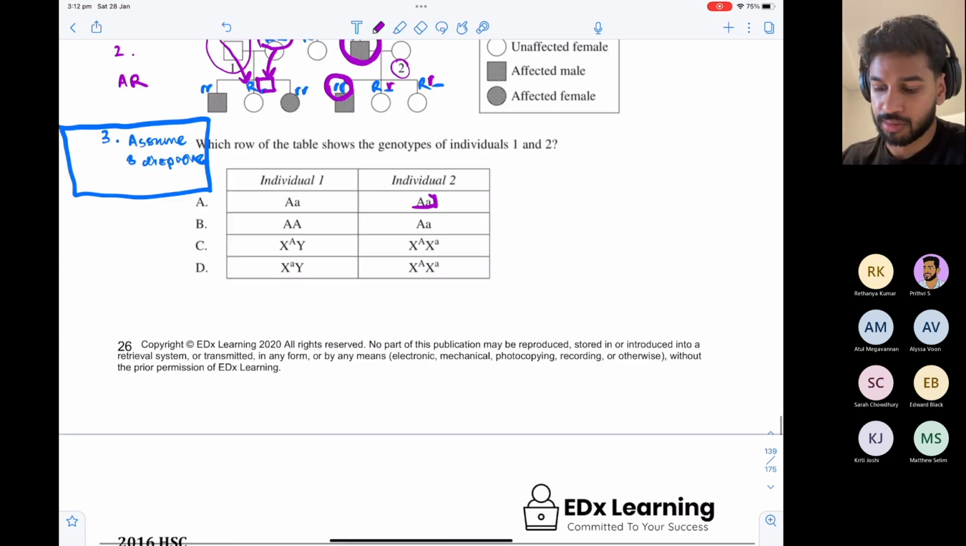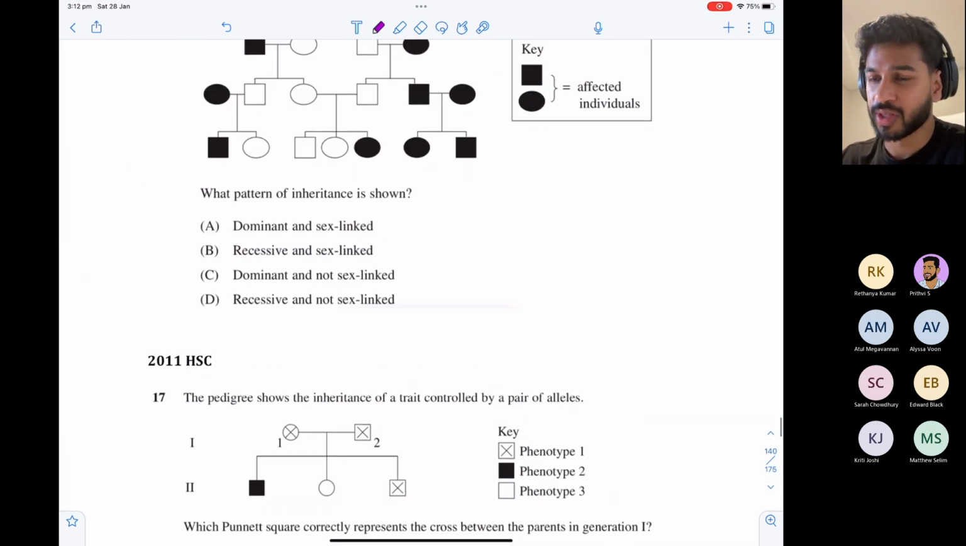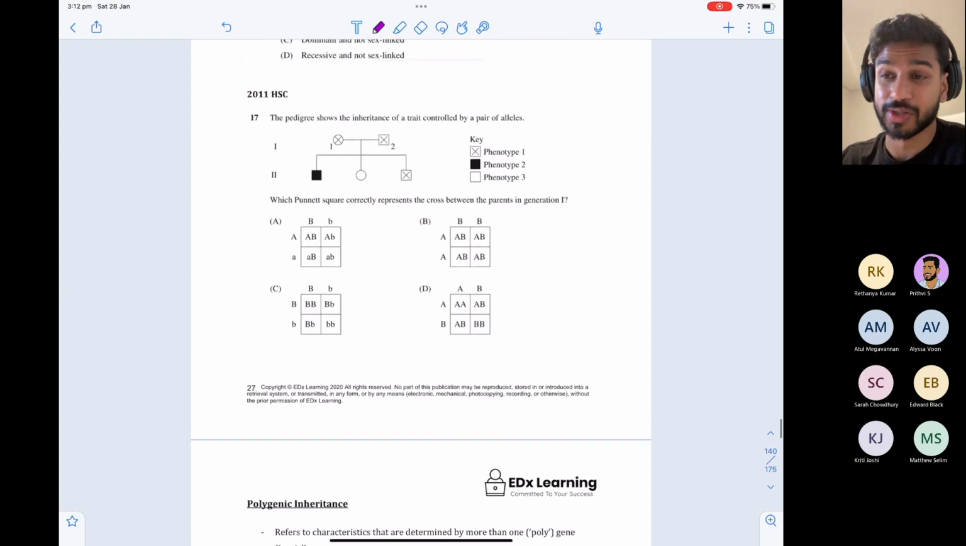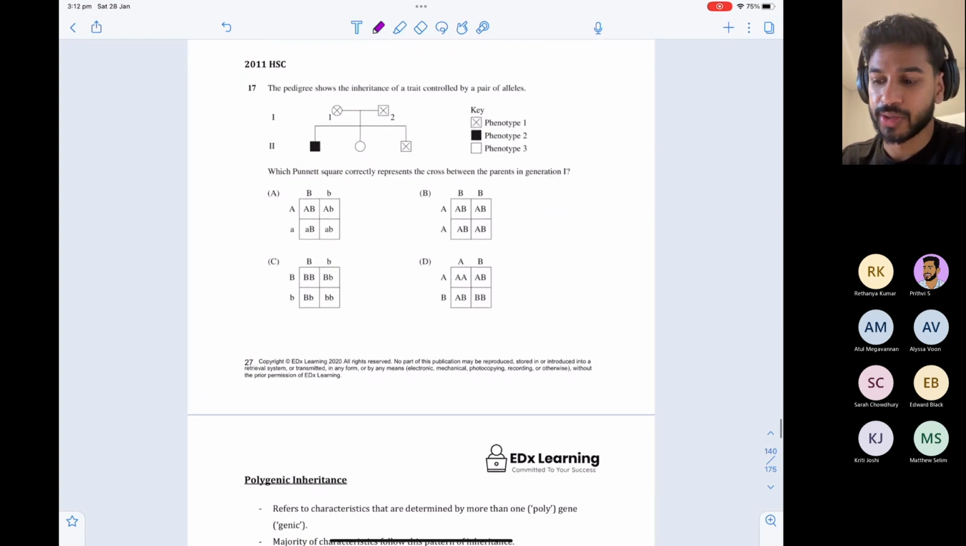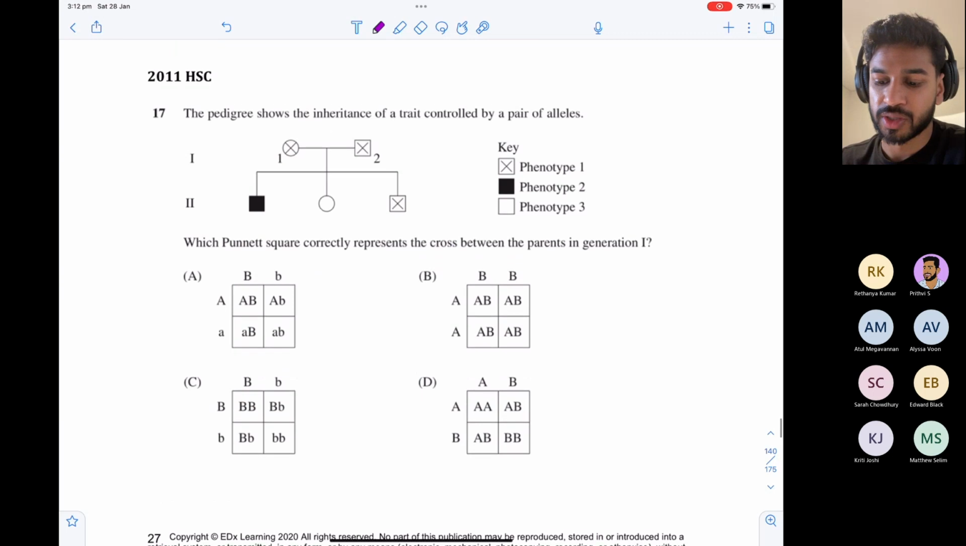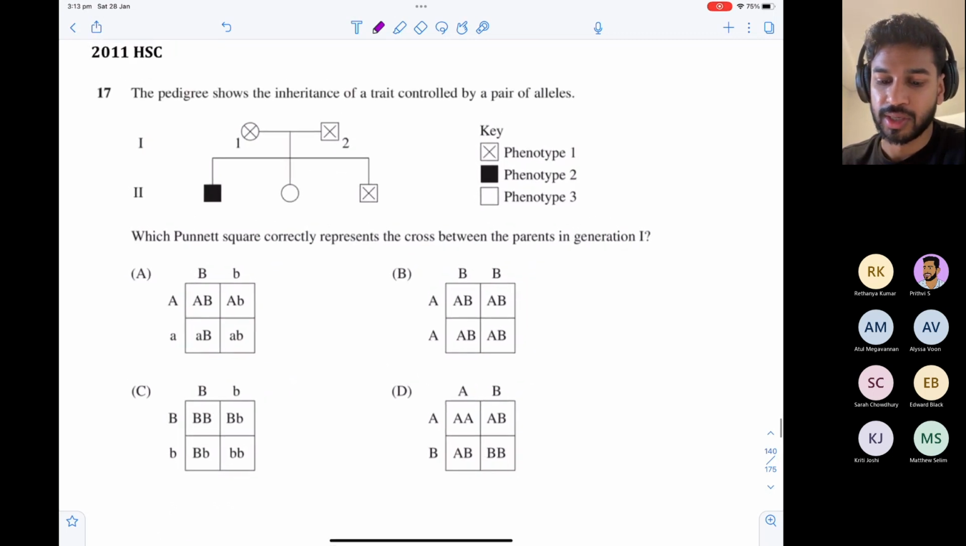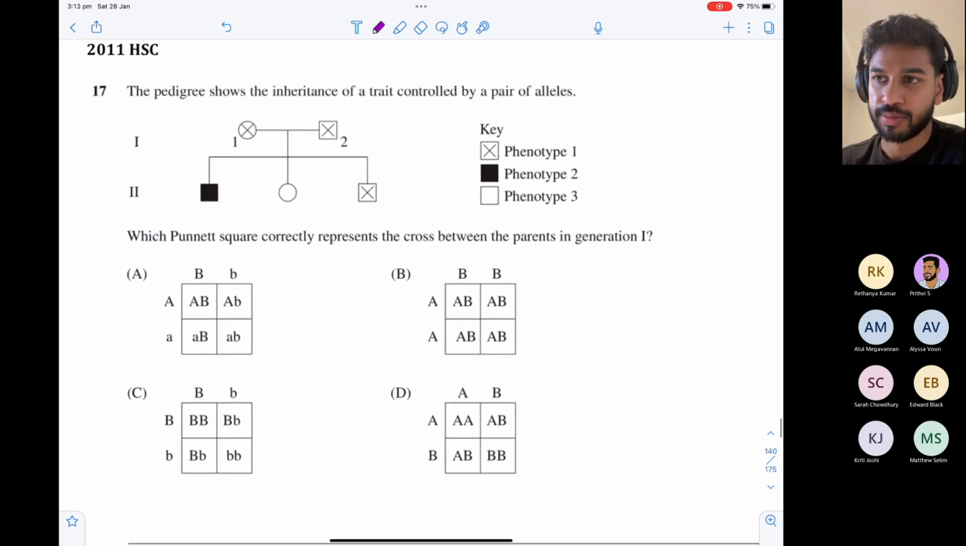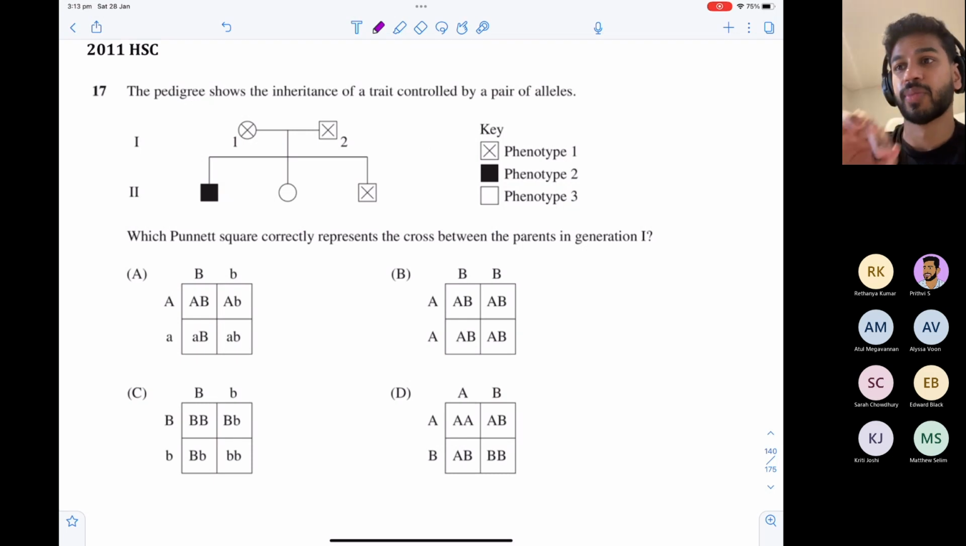Okay, good. I'm very happy. I don't think we need to go through any more pedigrees, but please do them in your spare time. I think the only other one would be this question, because it teaches you a bit of lateral thinking. I want you guys to quickly do this question for me. Actually, please take your break.